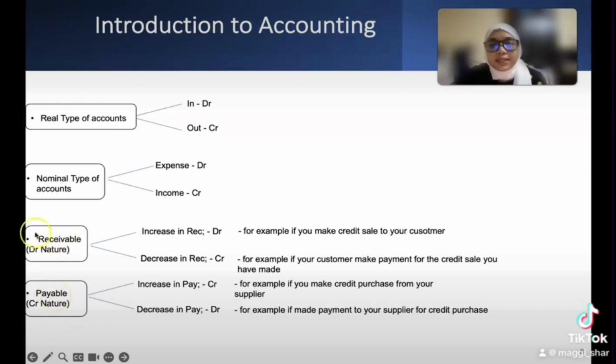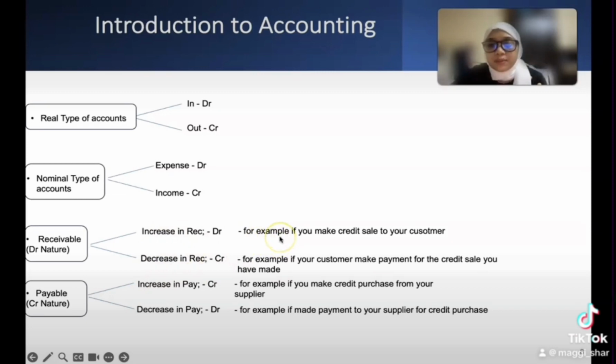For all the debit nature accounts, if it is an increase, we are going to record in the debit side. If it is a decrease, we are going to record in the credit side. So what is an increase in receivable? What does a decrease in receivable mean?